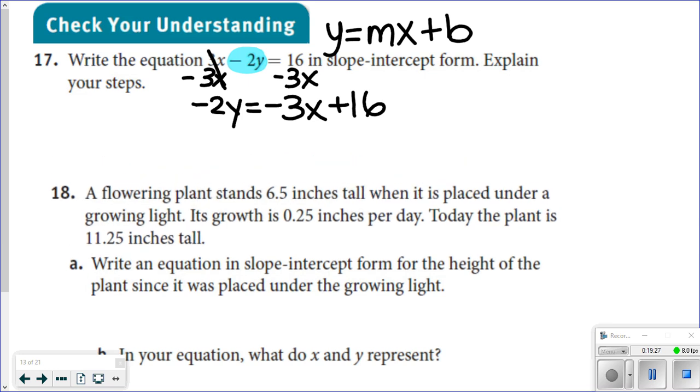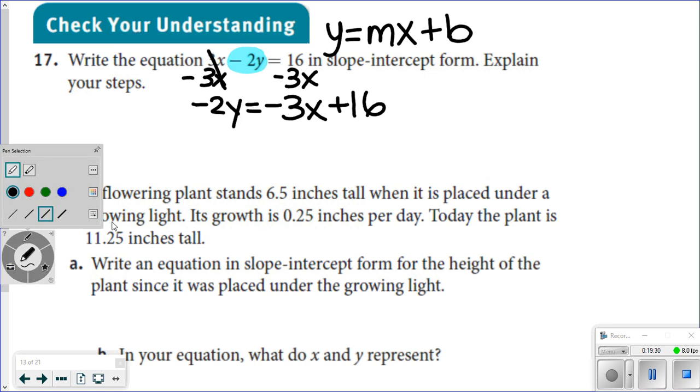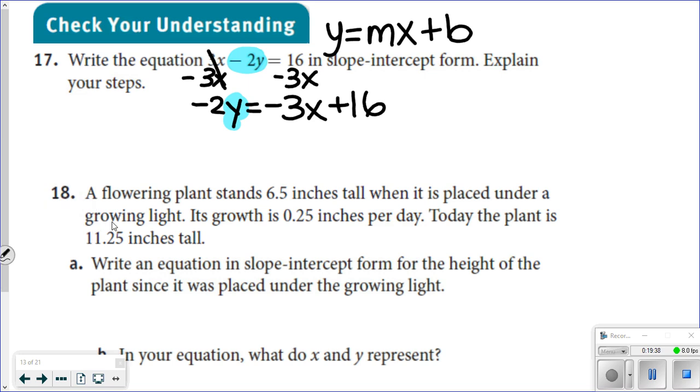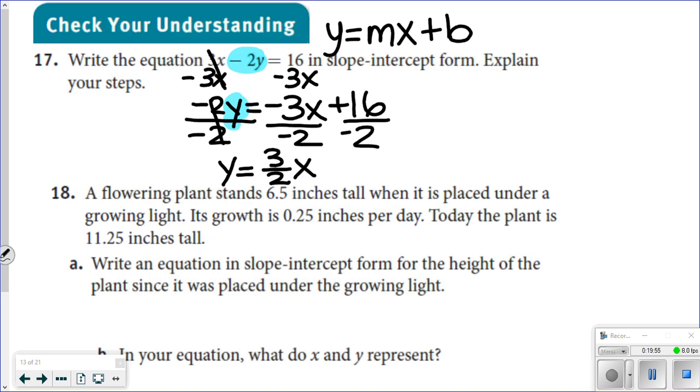Now, is y completely alone yet? No, it has a -2 out in front. So let's get rid of that -2. Currently, it's being multiplied by y. So the opposite is to divide, divide, divide. So y equals, 2 negatives make a positive, 3/2 x. 16 divided by -2 is -8. So that would be my final answer.